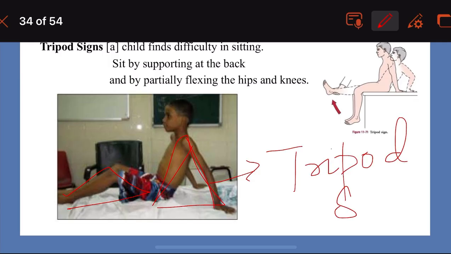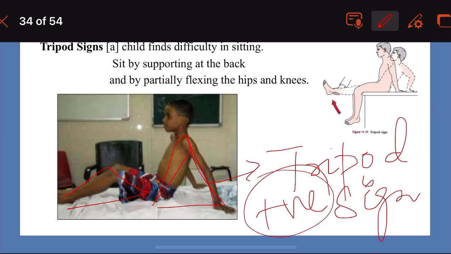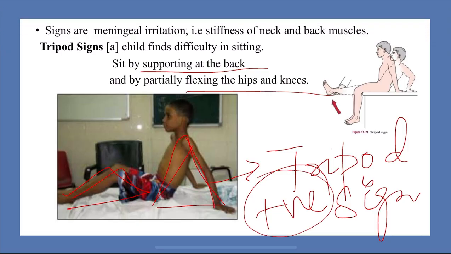What happens in the tripod sign? It is positive in poliomyelitis, where the child has a difficulty in sitting, so he takes the support at the back, he flexes his hips and the knees. Is it clear? He sits by supporting his hands at the back. How is he sitting? He's supporting his hands at the back.